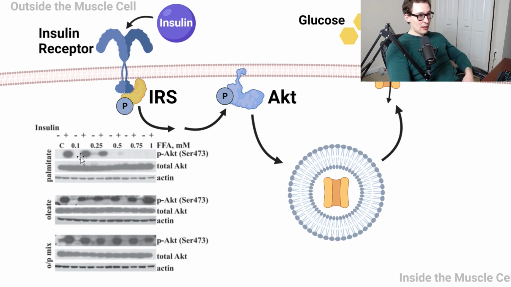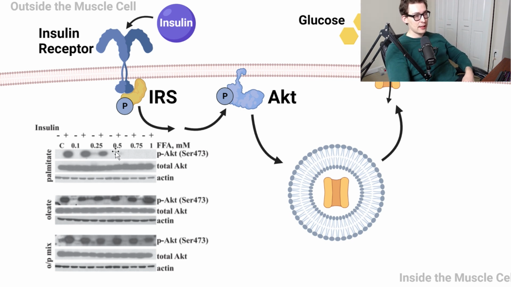Anyway, all right, so we've got our total AKT, and you can see the palmitate, oleate, and the combination mixture seem relatively the same. Maybe here there's a slight decrease, but if you look at the ratio, which is what we're more interested in, the ratio of phosphorylation of AKT, so the activation of AKT, to total AKT, that's what we're more interested in.